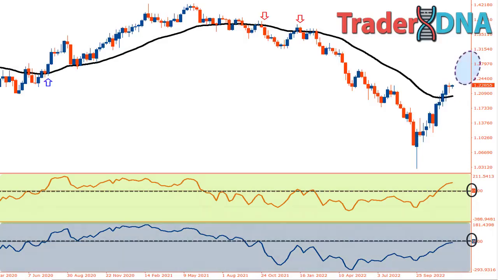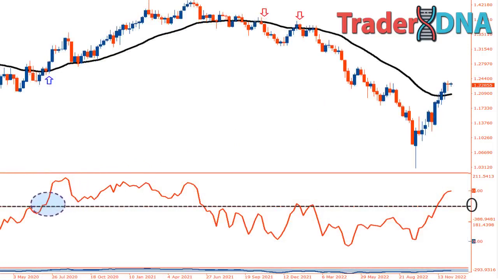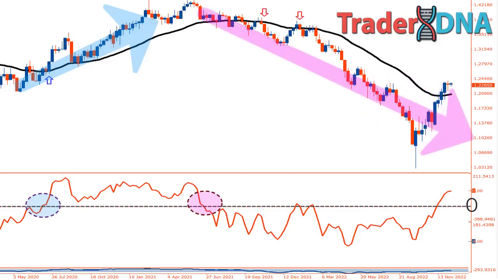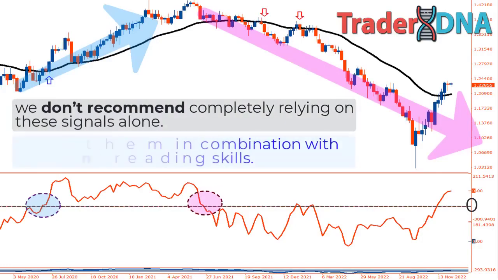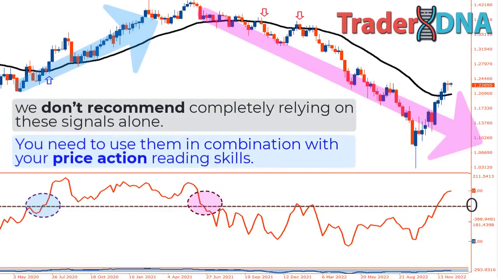When the CCI oscillator crosses from below the zero line, that's signaling a shift from bearish momentum to bullish momentum. In other words, the dominant market energy is to the upside. Conversely, when the CCI oscillator crosses from above the zero line, that's signaling a shift from bullish momentum to bearish momentum. In other words, the dominant market energy is to the downside. Now, we don't recommend completely relying on these signals alone. You need to use them in combination with your price action reading skills.